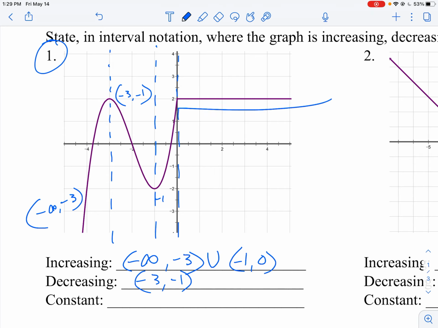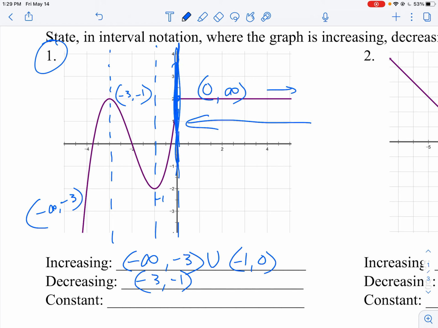And then the last part here, this is where it's constant. It starts being constant here, and then forever to the right. So that's infinity to the right. And the left end of this is not 2, but instead 0, because that's the x value. Remember, you're saying between what x's is it constant, and it's from 0 to infinity. So I'm going to put that 0 to infinity, and there's my problem.